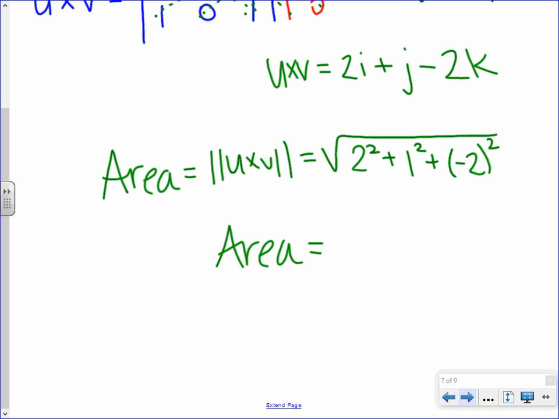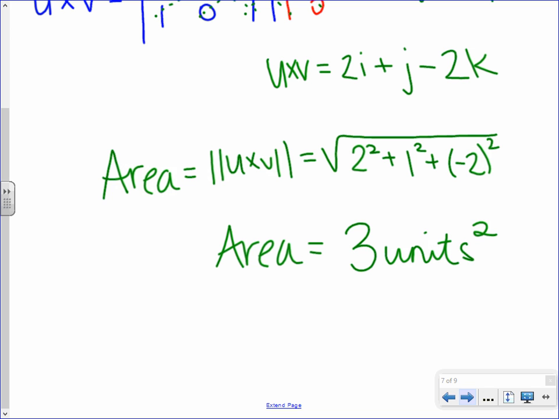What's our area? 3. But I do like the unit squared. Okay, so it's important to show your work, Gabe. Okay?